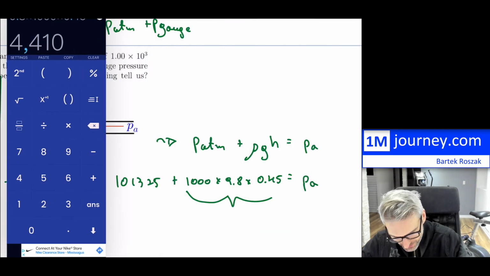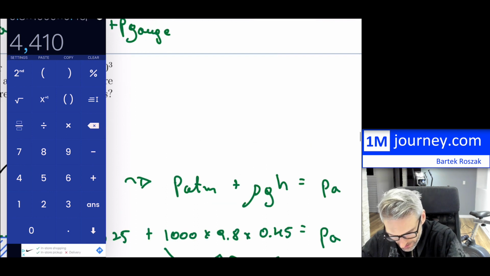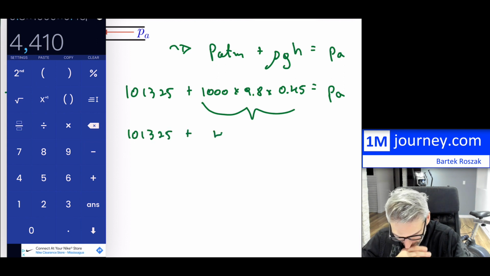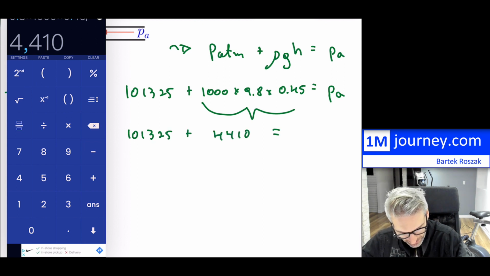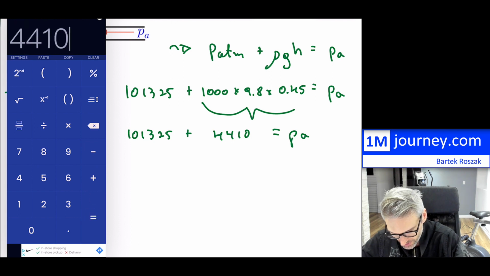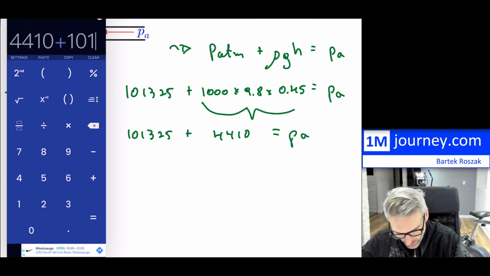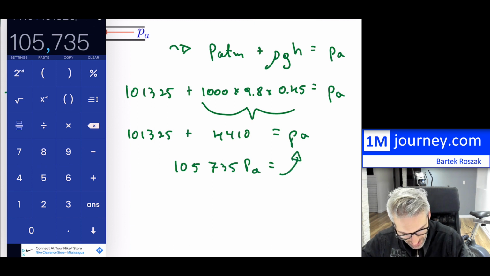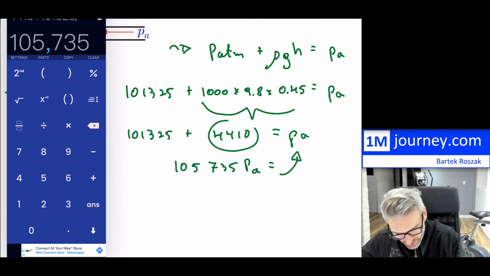So let's punch this all in. 101,325 plus 4,410, and that's PA. So answer plus 101,325. So that's 105,735 pascals. All right, that's what we would have had for PA. And then your gauge pressure would have been this.